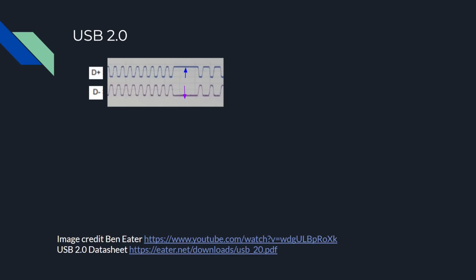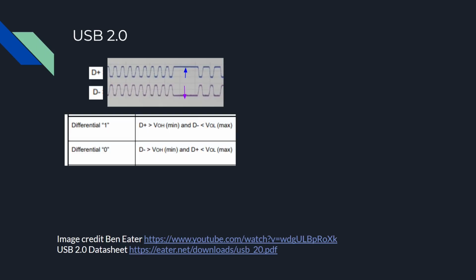Well, if we look at the datasheet for the USB 2.0 cable, you can find that these ups and downs mean ones and zeros. The first row means that when data plus goes up and data minus goes down, the data being communicated is a 1. And conversely, when data plus goes low and data minus goes up, the data being communicated is a 0. But so far, it isn't clear why we need 2 signals for one piece of information.